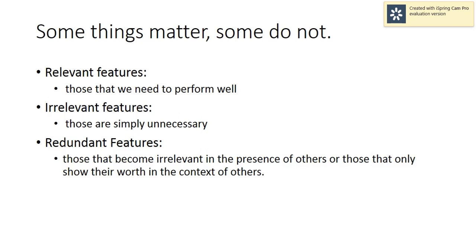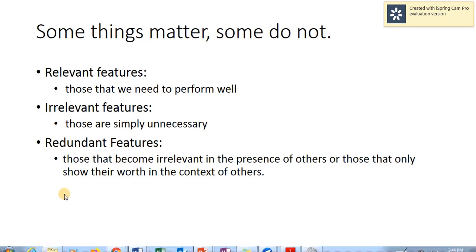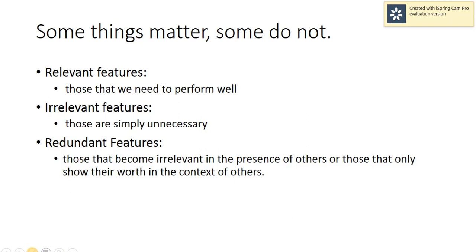So what are relevant features? Those features are prominent and those that we need to perform well. What is it that we want to perform here? It is actually talking about our model. So this is talking about our model to perform well in terms of what? In terms of accuracy, for example.